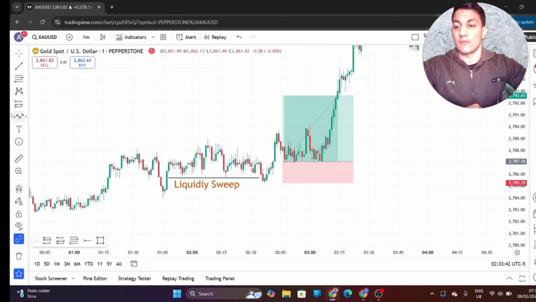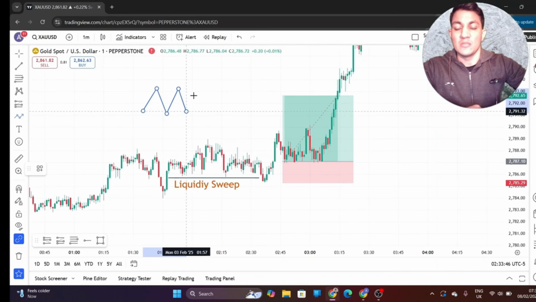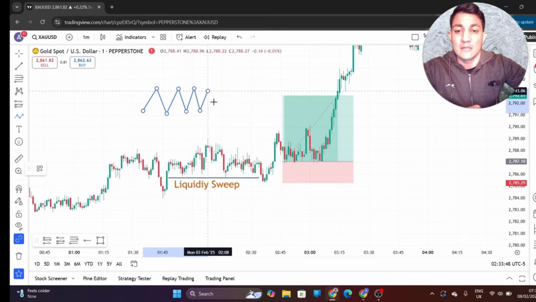Wait, let me just show you again, right? Wait around 2 a.m. Expect to see some sort of accumulation. You might see this before 2 a.m., right? But some sort of accumulation like this.